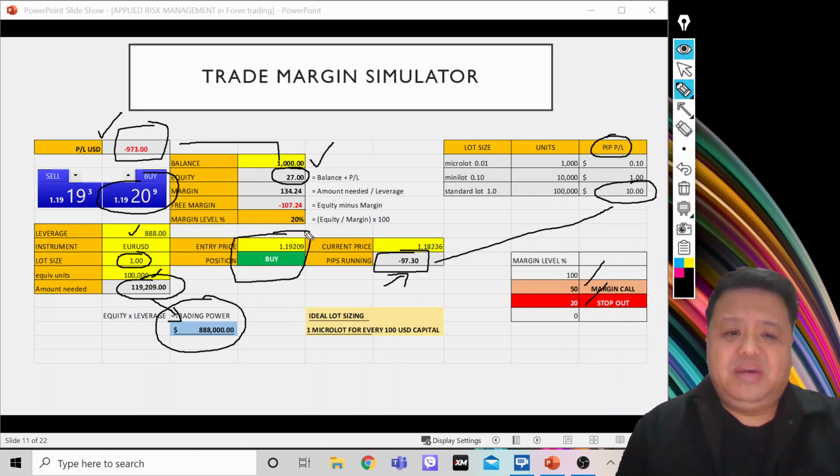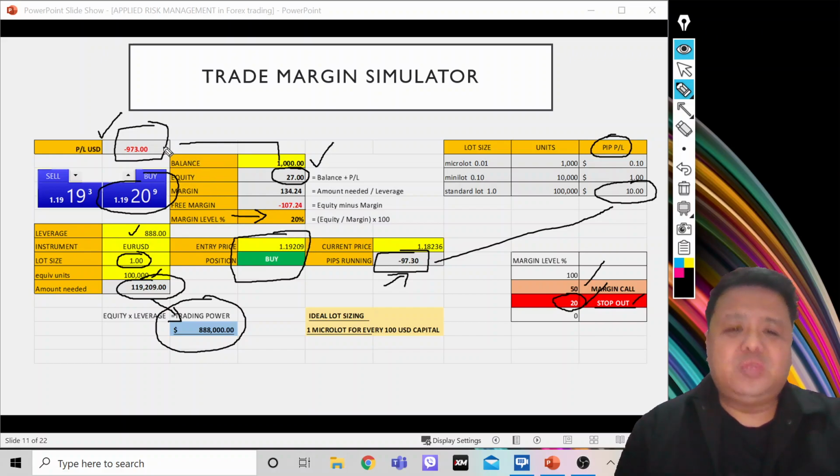The moment the margin level, this one here, reaches 50, kukulay pink-pink na yung ano mo, MetaTrader. Ibig sabihin, magdagdag ka ng pera because if the 50 continues to go down and hit 20, finish line ka na. Stop out na. Ibig sabihin, your account will blow up, sunog, sabog.